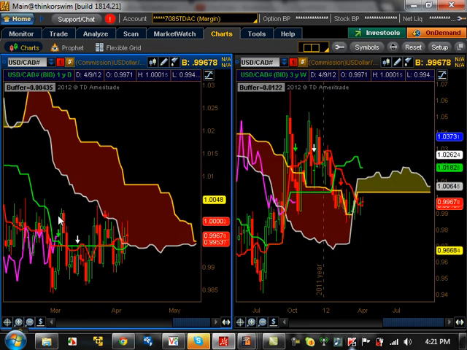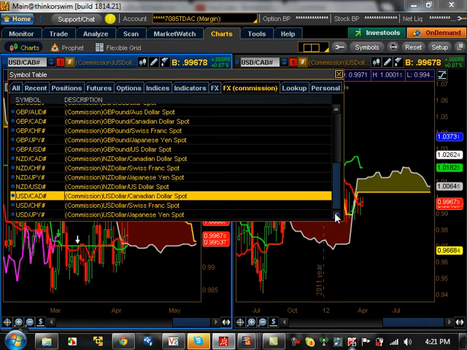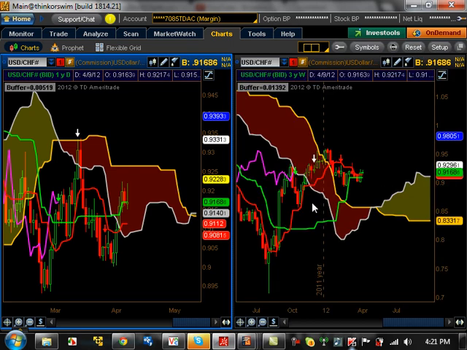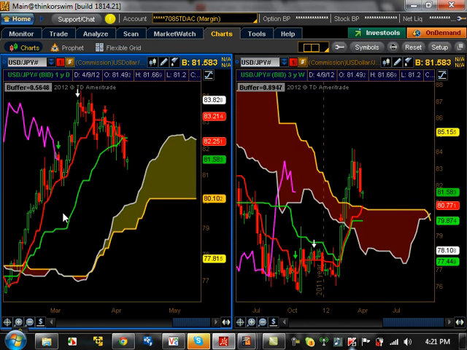US CAD, nothing really going on, just consolidating on both the daily and weekly. US Swiss, nothing really going on, just going sideways completely. And then US Yen, which a lot of people are looking to hear about, just going sideways. Really nothing going on at all. It's going to kind of get let down to about 80.50, which is a good pullback level for it to hold its ground. If it breaks 82.50, the last line of defense is going to be basically 79.78, 79.80.